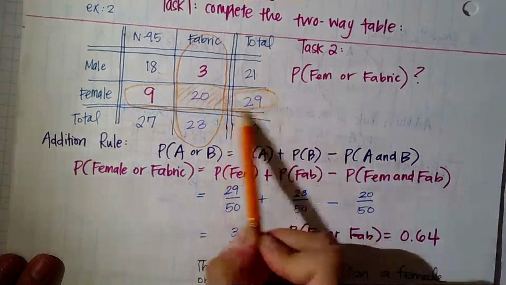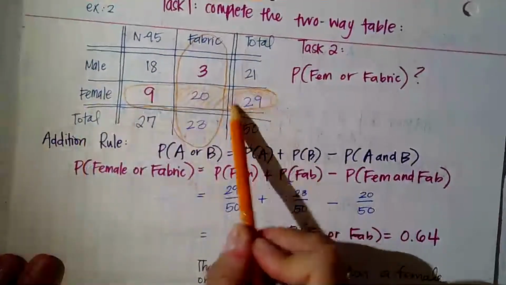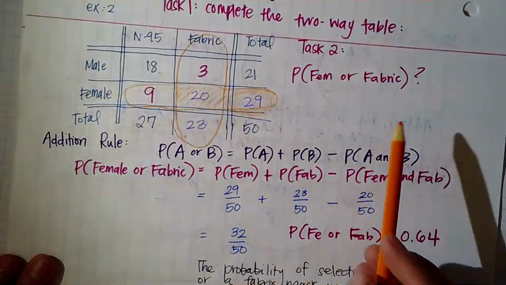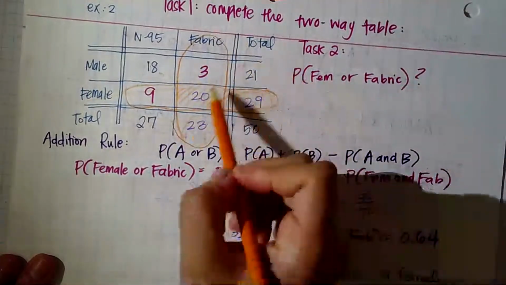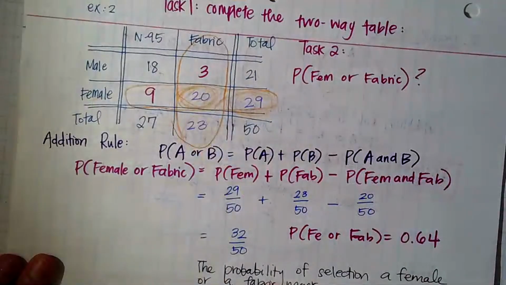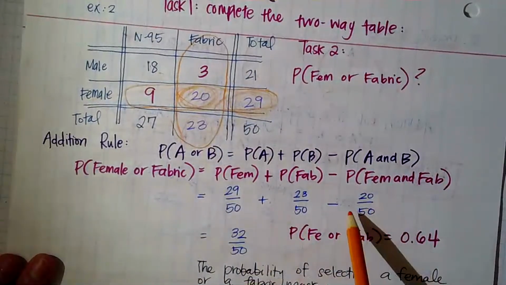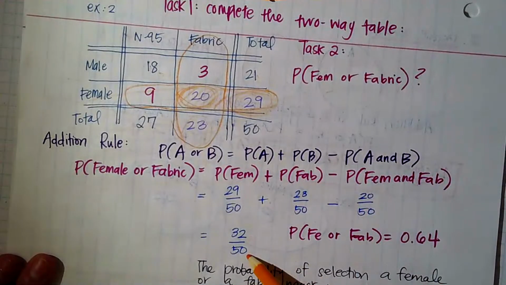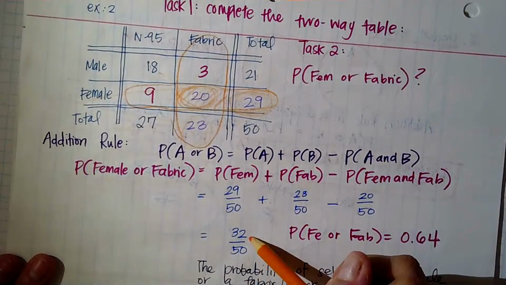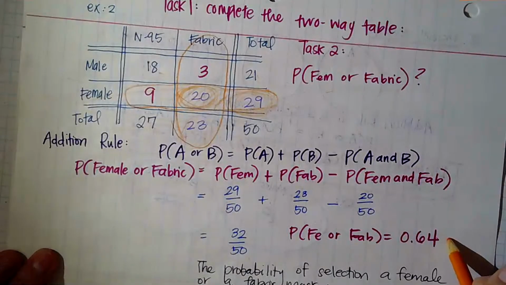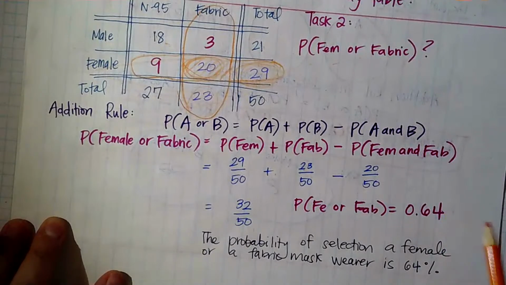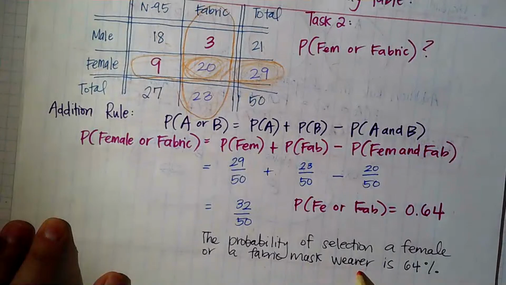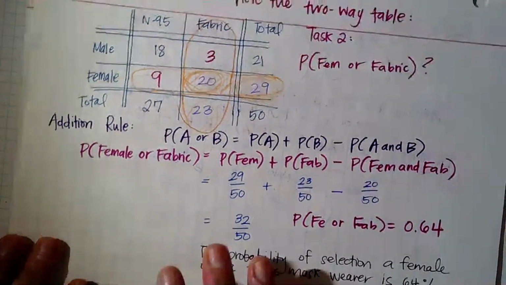So let's see. What is a female right here? Female means 29 out of 50, plus, what's the fabric? 23 out of 50, minus the overlap. The overlap's right there, minus 20 out of 50. This simplifies to 32 out of 50, which means I take this ratio and write it as a decimal because my final answer in context is going to be a percent. So the probability of selecting a female or a fabric mask wearer is 64%.